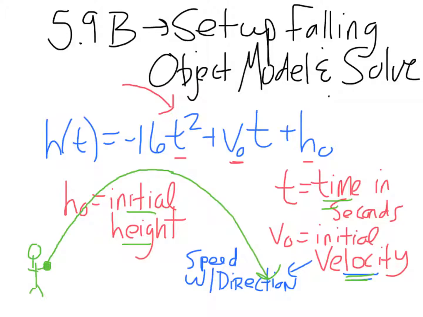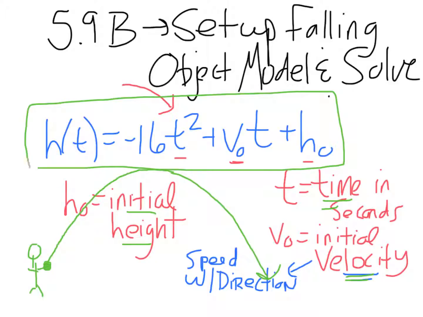In real life, when you throw things upward and that ball travels in the air, it actually moves in a parabolic shape like this. So what we can use is this handy formula called the falling object model or the throwing object model, and it will tell us how long it takes for something to hit the ground. So let me show you an example.